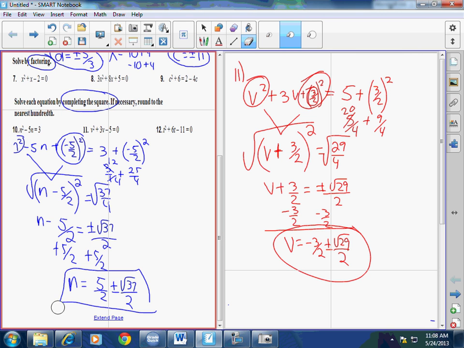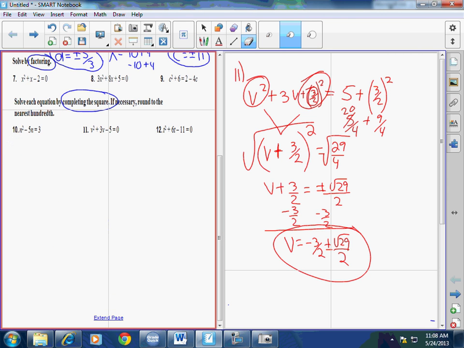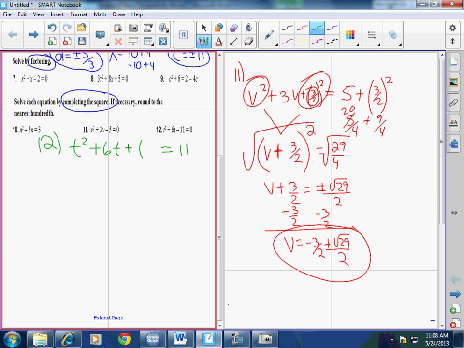And I'll do 12 over here. And I'll do it in green. 12, we've got t squared plus 6t minus 11. The first thing I'm going to do is add that 11 to the other side. Then I'm going to add b over 2 squared. b is 6 over 2, that's 3 squared plus 3 squared. This factors out to become t plus 3 squared. And that's going to equal 11 plus 9, which is 20.